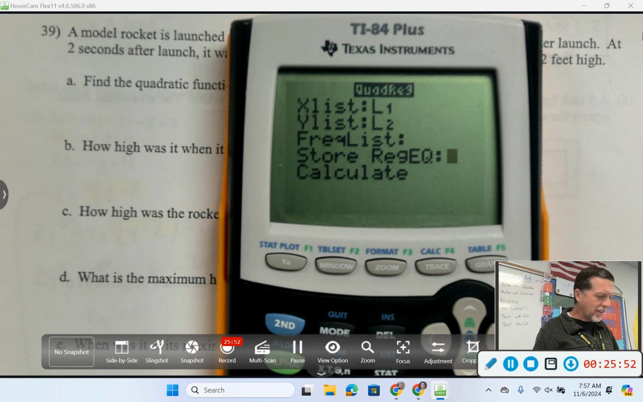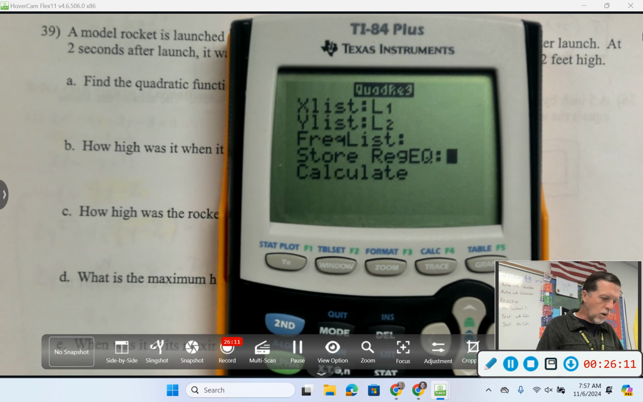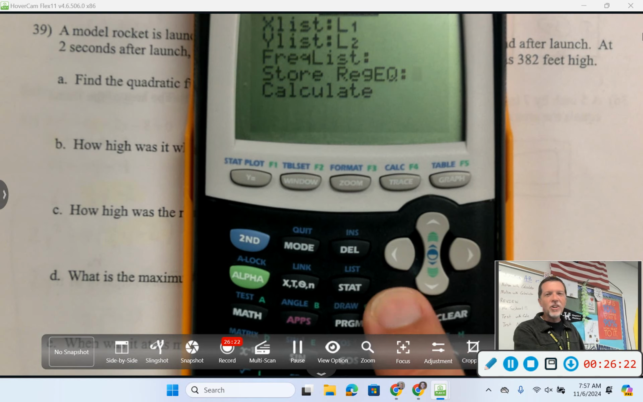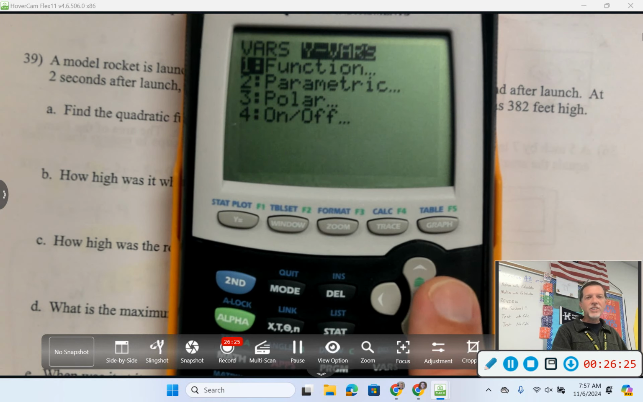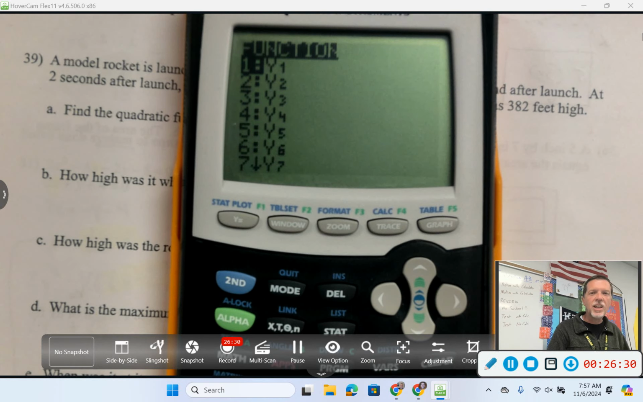And if we want to be fancy, you can store the equation into y1. That way you don't have to write them all down and transfer them over or save them one at a time. You can tell the calculator, hey, you stick them in y1 for me, please. So you want y1. Y1's a variable. So what button should I hit if I want a variable? The variable button. Vars. I want a y vars. And we haven't done anything with parametric polar on off. We want just a function. And then there it is, y1.